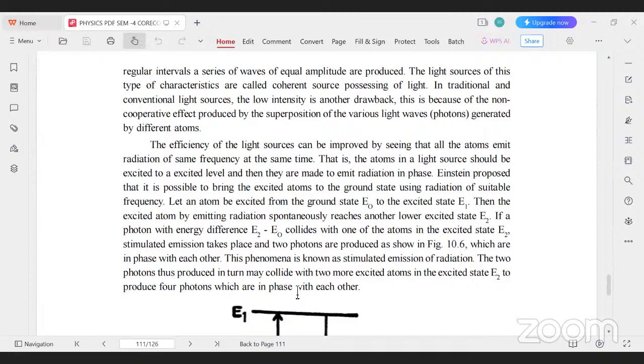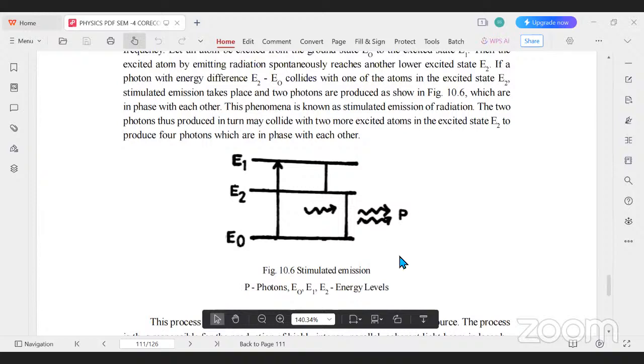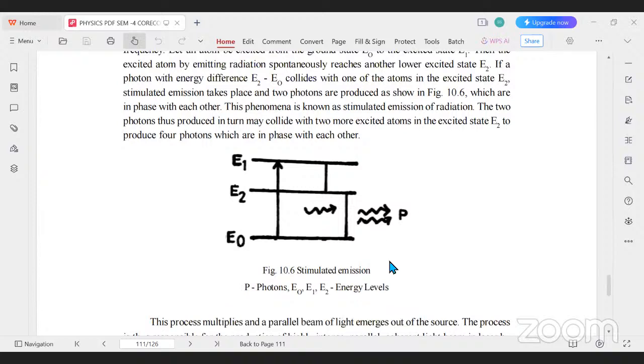So the two photons thus produced may in turn collide with two or more excited atoms in the excited state, that is E2. So the excited states are E1 and E2. How are they colliding, how are these photons generated? P is nothing but photon. So they produce four photons which are in phase with each other. P is photons, and E0, E1, E2 are the energy levels.